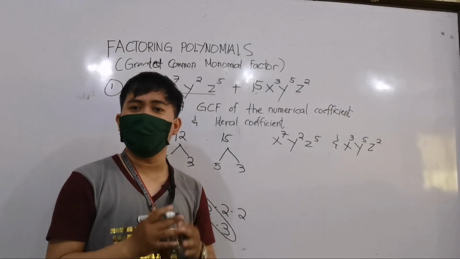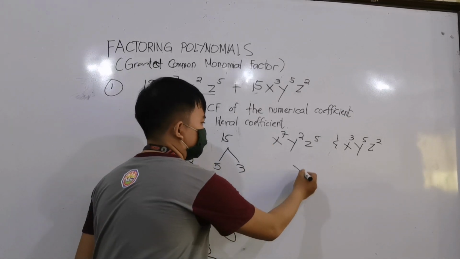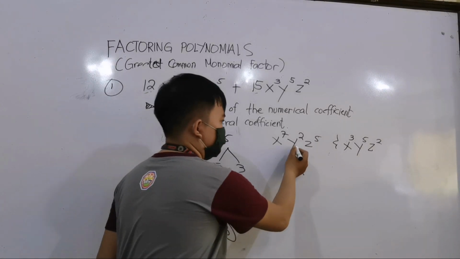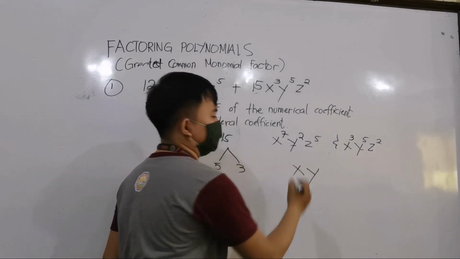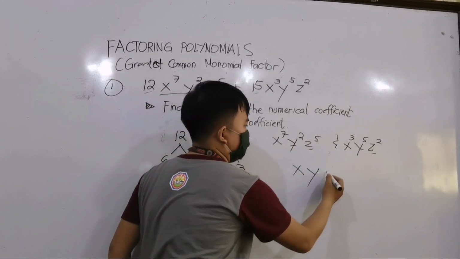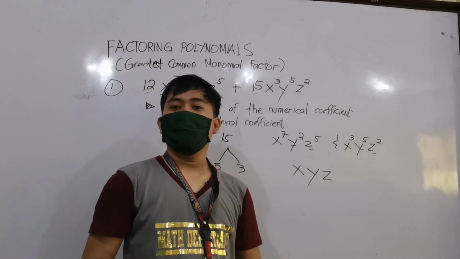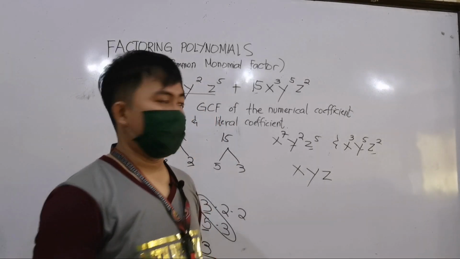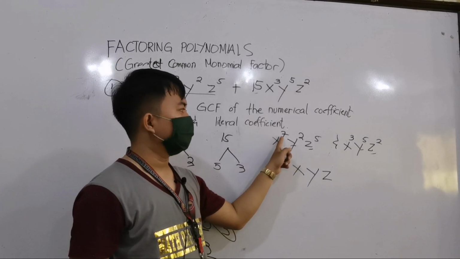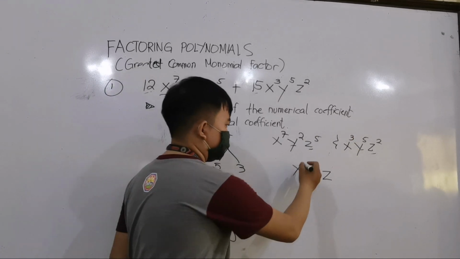Tingnan lang po kung ano yung common variable. Is x common? Yes. Is y common? Yes, common, kasi lahat ng terms meron. Is z common? Of course, yes. Pero, yung exponent na kukunin natin, yung pinaka mababa. Ang exponent ng x is 7 on the first term and 3 on the second term. So, kukunin natin yung 3.